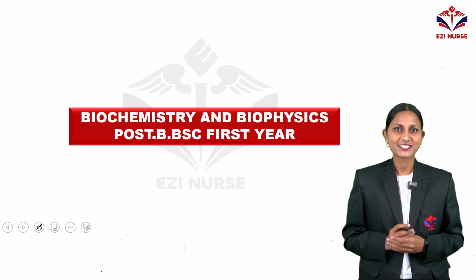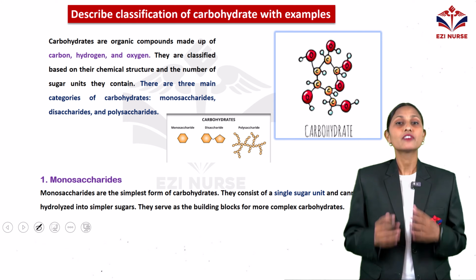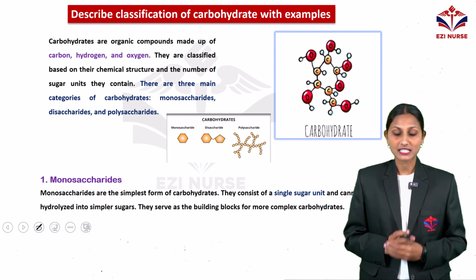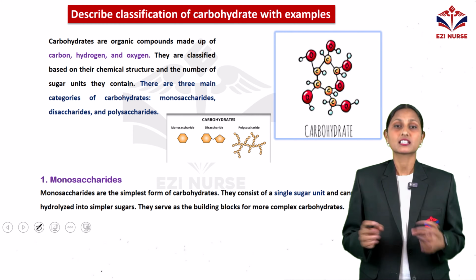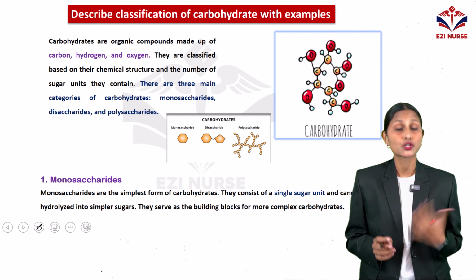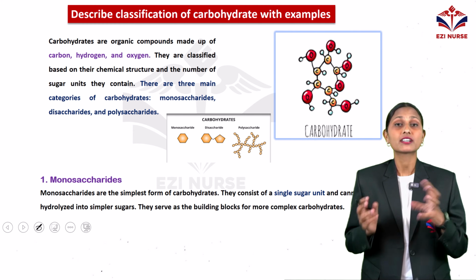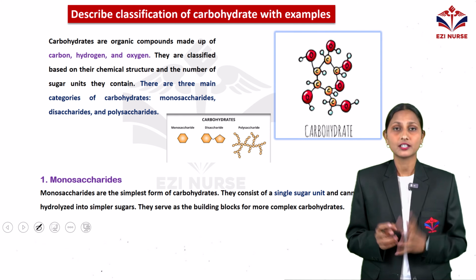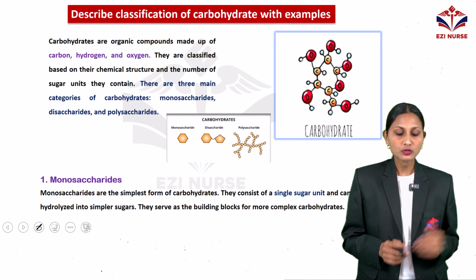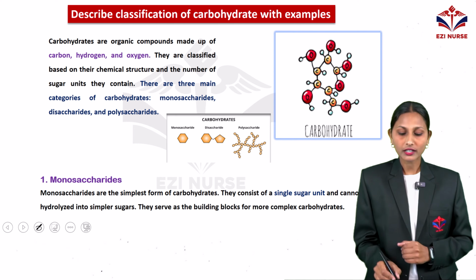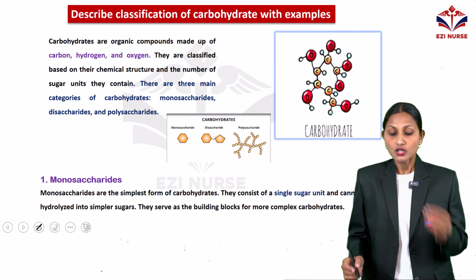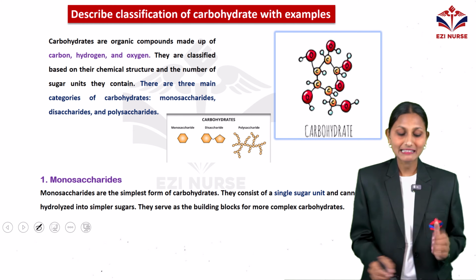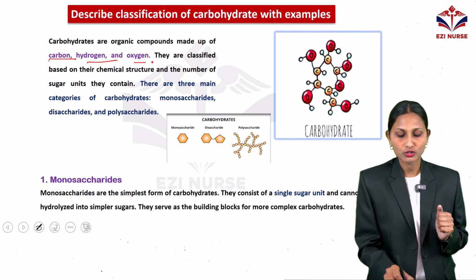So let's get started. Our first question is, describe the classification of carbohydrate with example. Here we will discuss the basic classification of carbohydrate and the examples of carbohydrate. First, carbohydrates are organic compounds made up of carbon, hydrogen and oxygen.